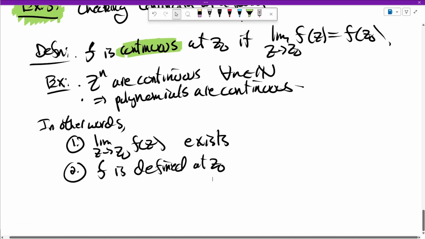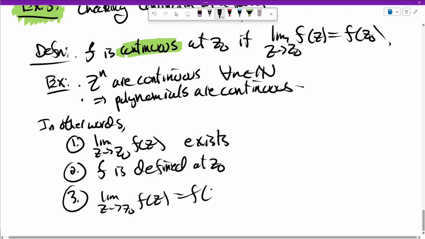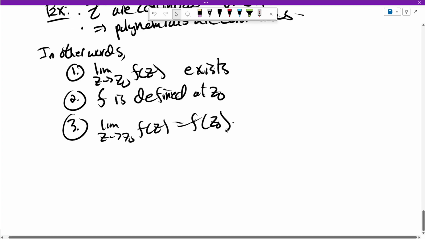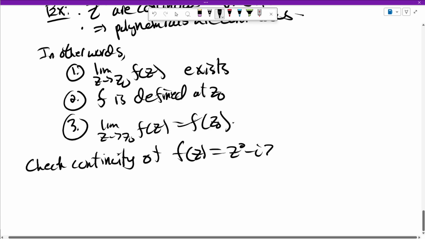Fantastic. Three, now that you've established both of these exist, you check to see that they're the same. All right, so that was kind of silly. It's just unraveling what it means to check this. But let's do it. So what we're going to do is check the continuity of f of z equals z squared minus iz plus 2. And we're going to check it. Your book does it at a particular point, but we're going to check it anywhere. So at some random z naught in C.